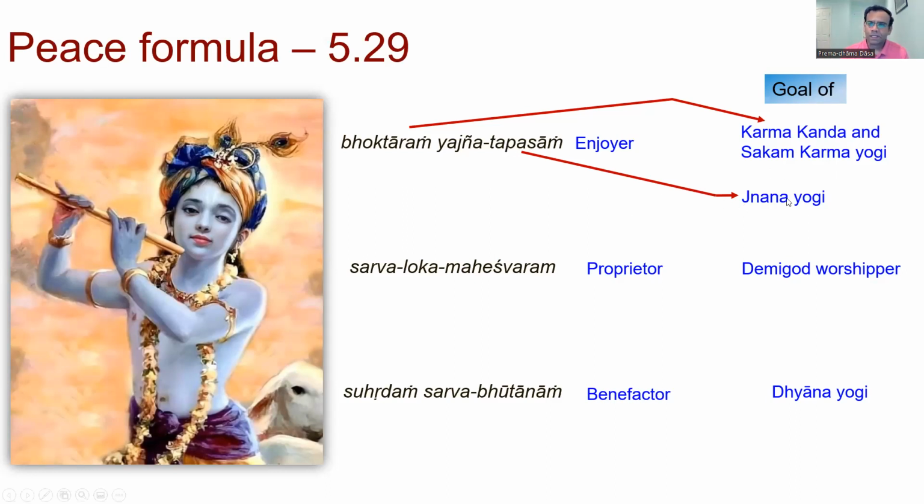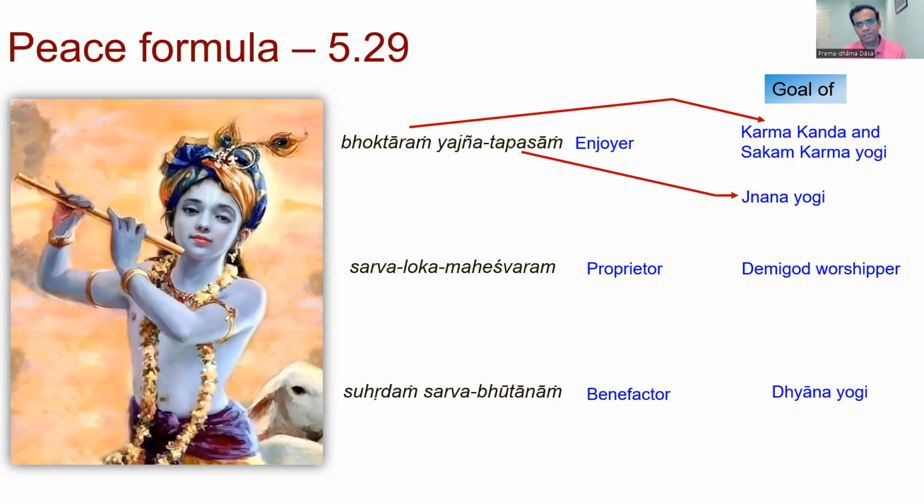Who is doing tapasya? The Jnana yogis are doing tapasya, austerities. Now, Sarva Loka Maheshwara. Maheshwara means proprietor. He's the Maha-Ishwara, the controller of everything. Who wants to be in control? Sometimes people go to controllers. People who are demigod worshippers go to all these demigods because they think these demigods are the controllers and proprietors. They can give me my material benefits. So they go to them.